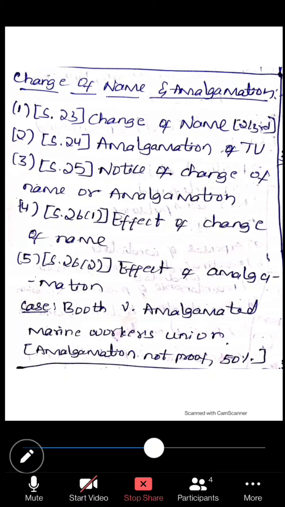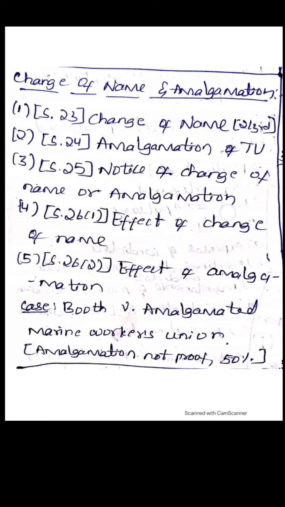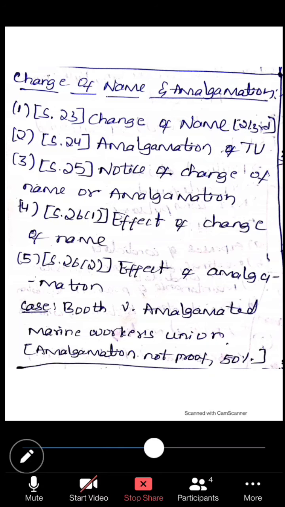So what are the effects of change of name and effects of amalgamation? It is covered under section 26. Section 26(1) talks about the effect of change of name. What happens when a registered trade union changes its name? It does not affect the rights or obligations of the trade union. It does not affect any legal proceedings by or against the trade union. If a legal proceeding of a trade union is going on when it changes its name, the proceeding will continue with the new name. It will not disrupt any legal proceedings.